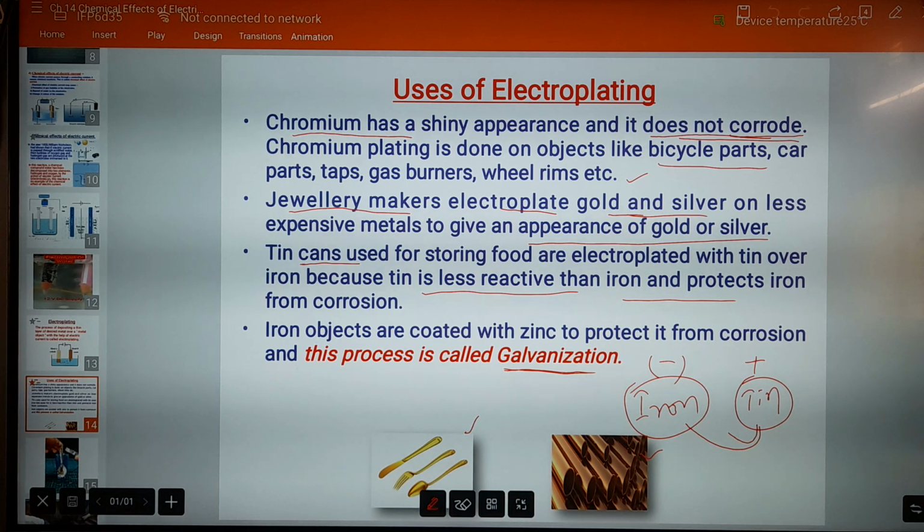So, Namrata, I have a doubt in electrolysis. Yes, sir. Okay.